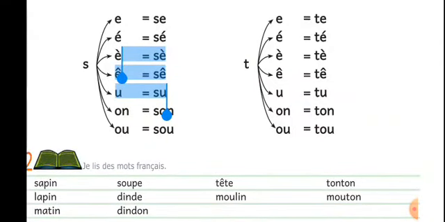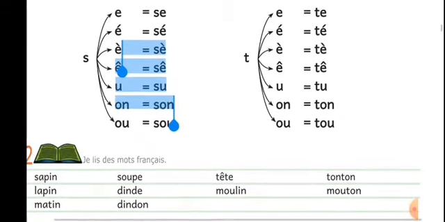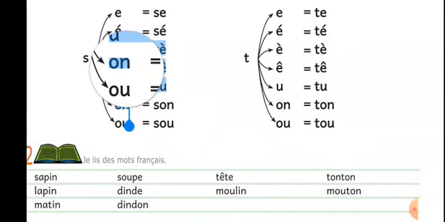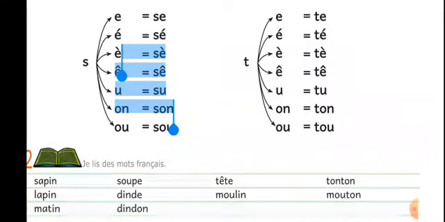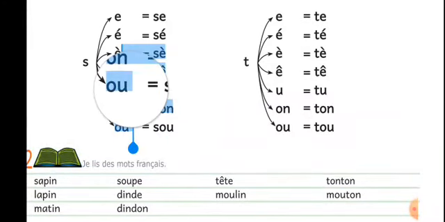S, U, Su. Again. S, U, Su. Great. And the next sound, remember, this ON sound here is pronounced on. So when we have it at the end, what do we have as a word? We have S, on, song. Again, S, on, song.